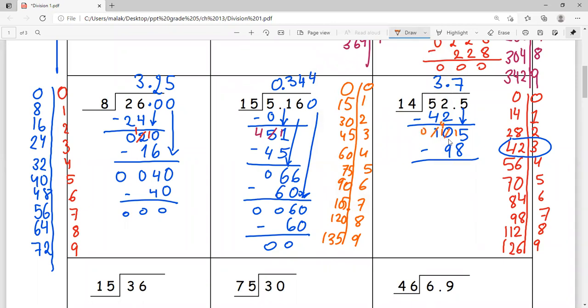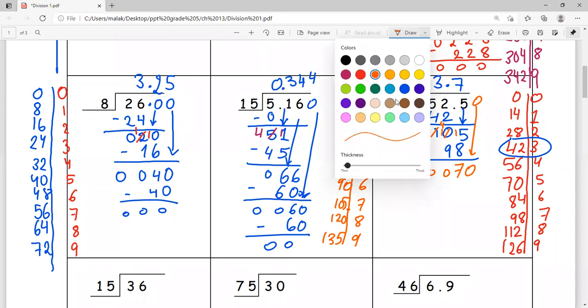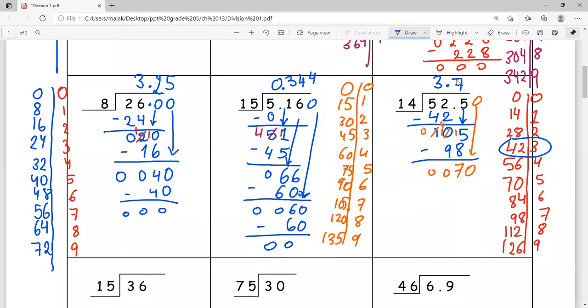Wait, 5 is less than 8, so we need to borrow. 15 minus 8? 15 minus 8 is 7. Then we bring down 0. So 70. We have 70. Put 5 up and 70 down. Okay, then the remainder is 0 and the quotient is 3.75. Thank you, Hala.